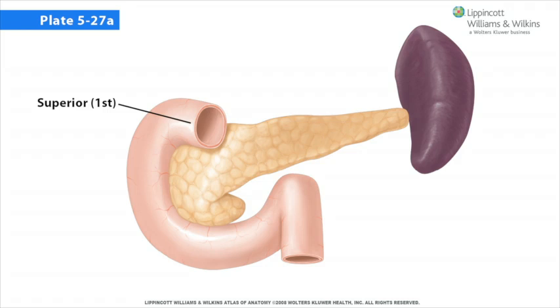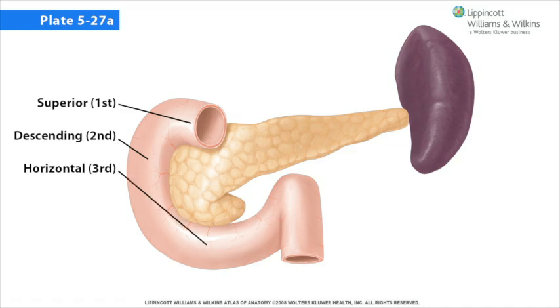The second part, or descending part, of the duodenum is located to the right of the level of the bodies of the 1st through 3rd lumbar vertebrae. The pancreatic and bile ducts, which will be described shortly, open into its posteromedial wall.